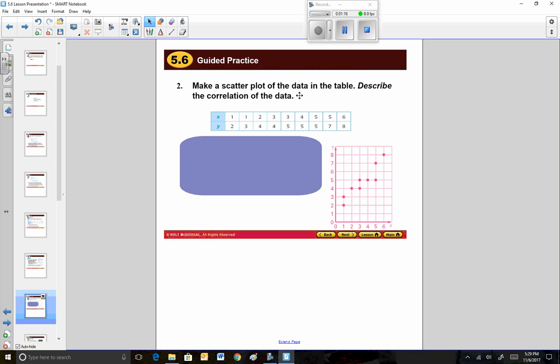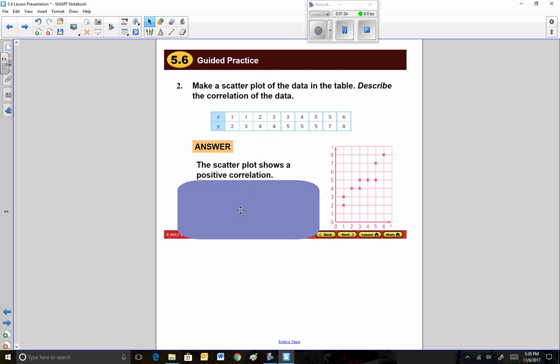Now I'm going to have you make a scatter plot. Here we've got the points 1, 2, 1, 3, 2, 4. So look at all these little points. I graphed them. Describe the correlation of the data. Pause your video, write down your answer. All right, let's see how you did. The scatter plot shows a positive correlation.